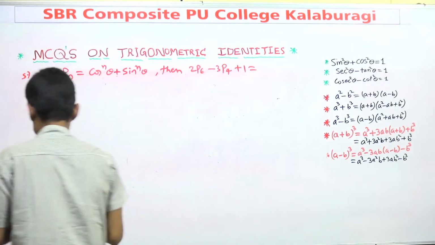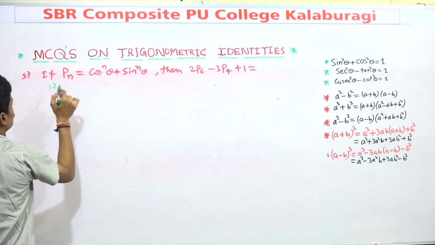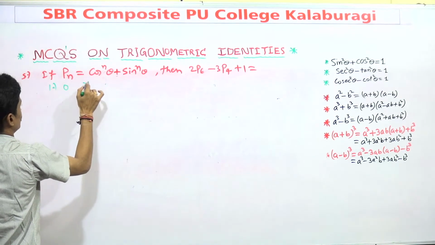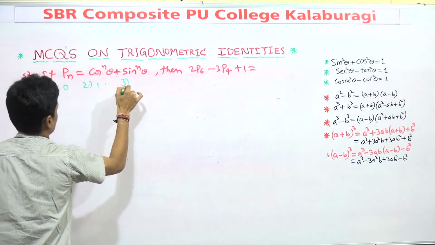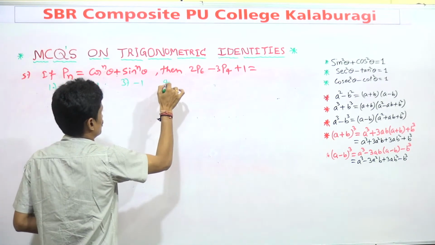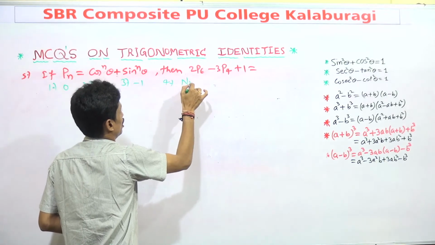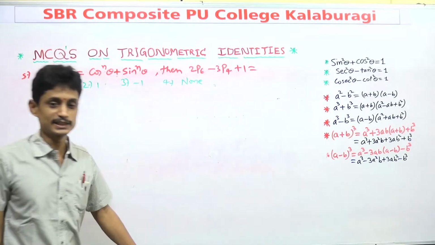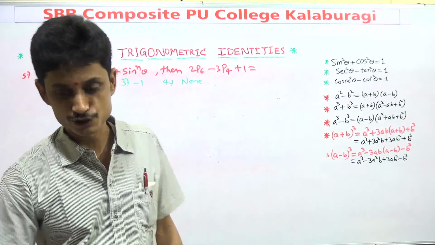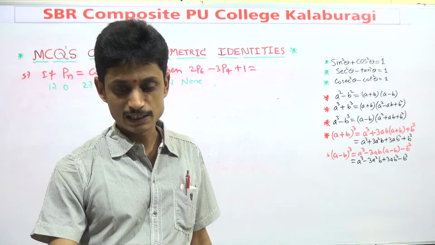Interesting question. Option number 1 is 0. Option number 2 is 1. Option number 3 is minus 1. Option number 4 is none of these. Get ready. Very simple question this one. Easily we can answer.